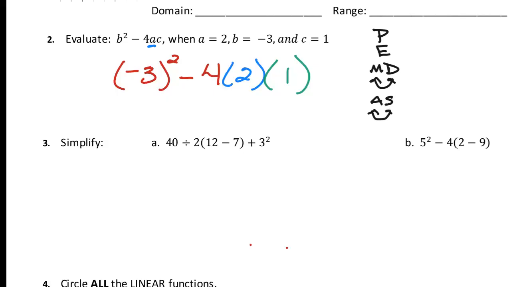okay, what should I do first? Do I have any parentheses where I can do something between those sets of parentheses? Right, and actually, technically, I would say that's more of an exponential, but yes, we are going to look at that. So the exponent, what is negative 3 squared? Are you sure it's 9? Are you sure it's not negative 9?